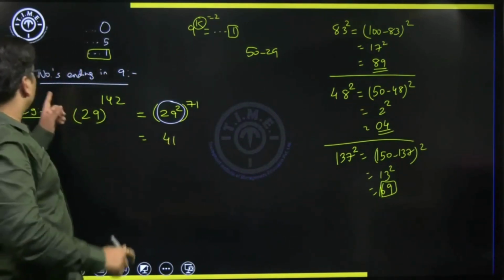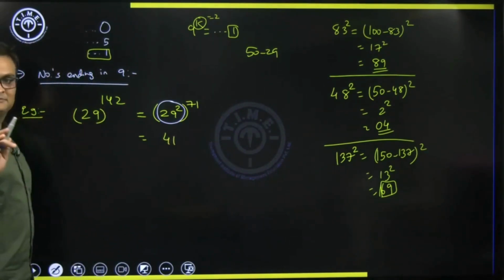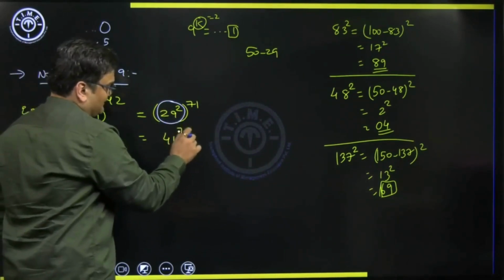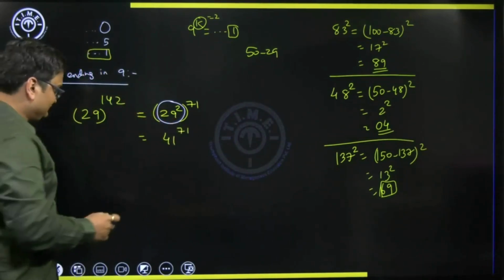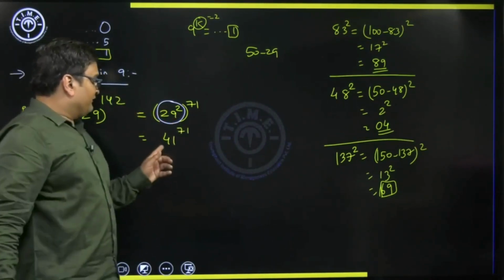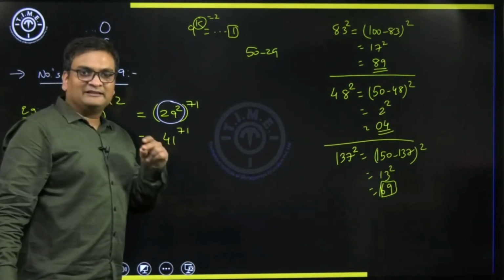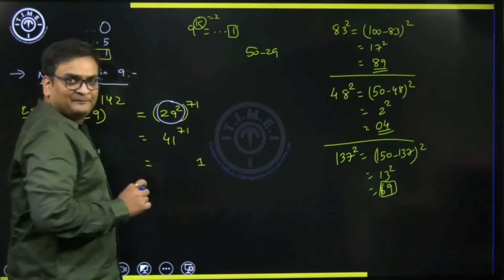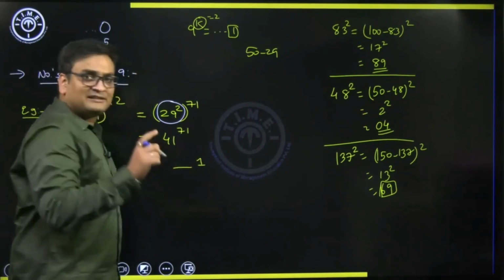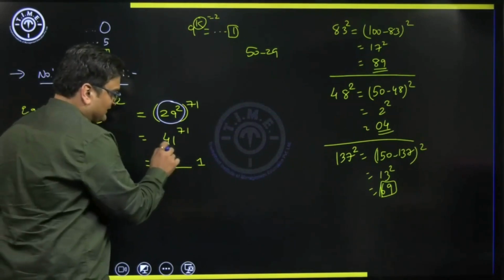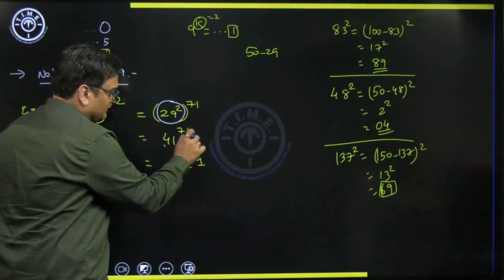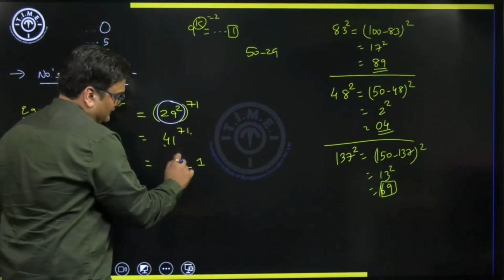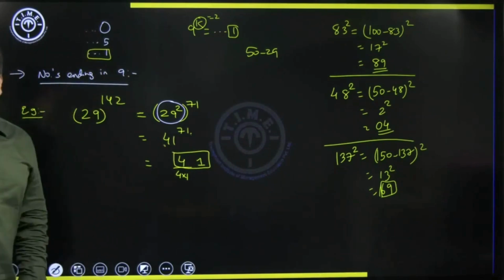And please note, I only want the last two digits of this number. I don't want the entire value. So this will reduce to 41 to the power 71. Now look at the process. For any number ending with 1, we can find the last two digits using the formula. What is that? Numbers ending with 1 will end with 1. What about the tens digit? The tens digit will be the product of the tens digit here and the units digit here. So 4 into 1, which will give us 4, and hence 41 is going to be the last two digits of this number.